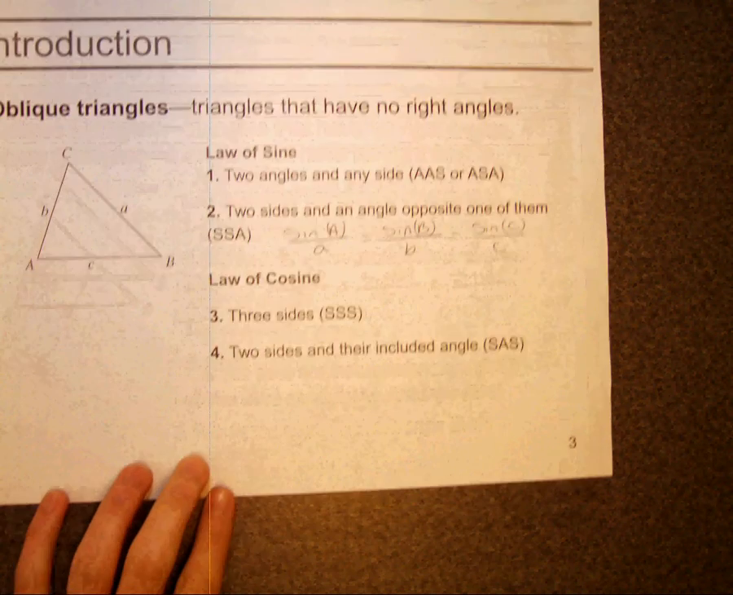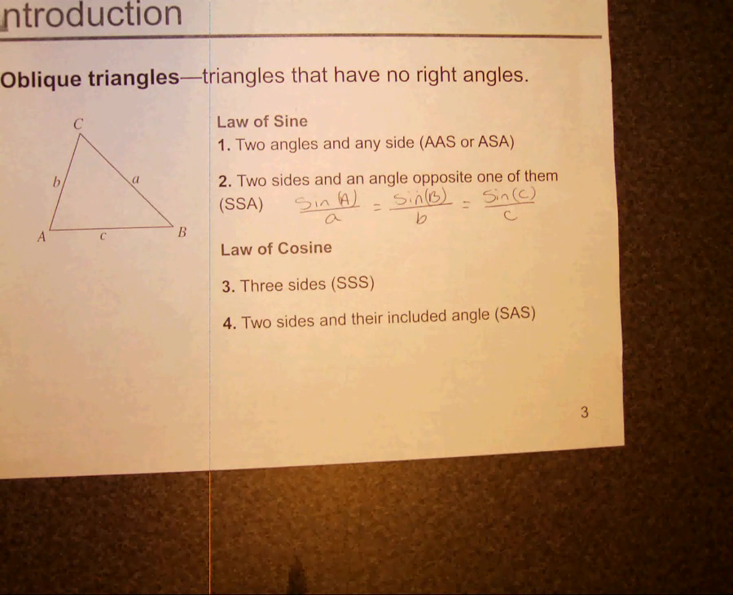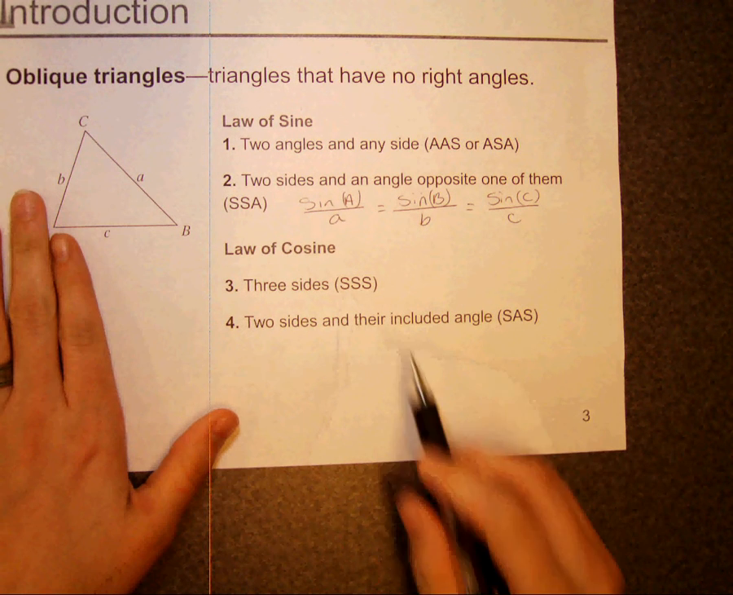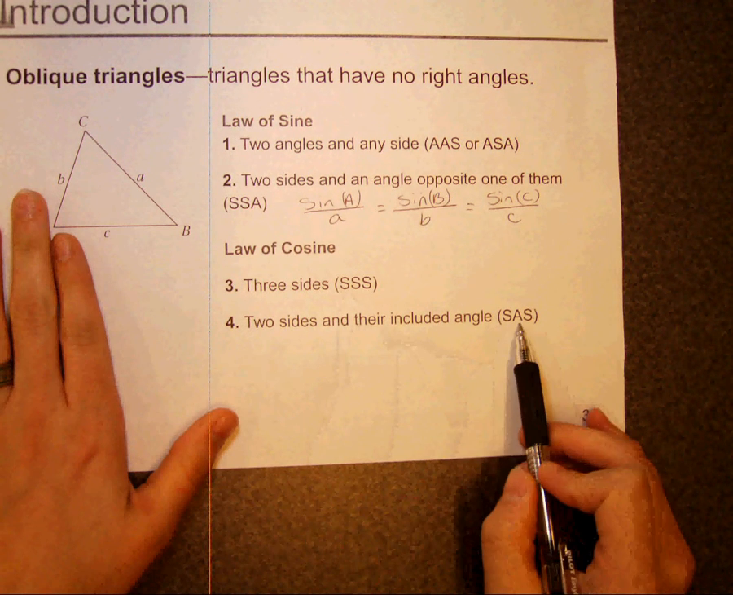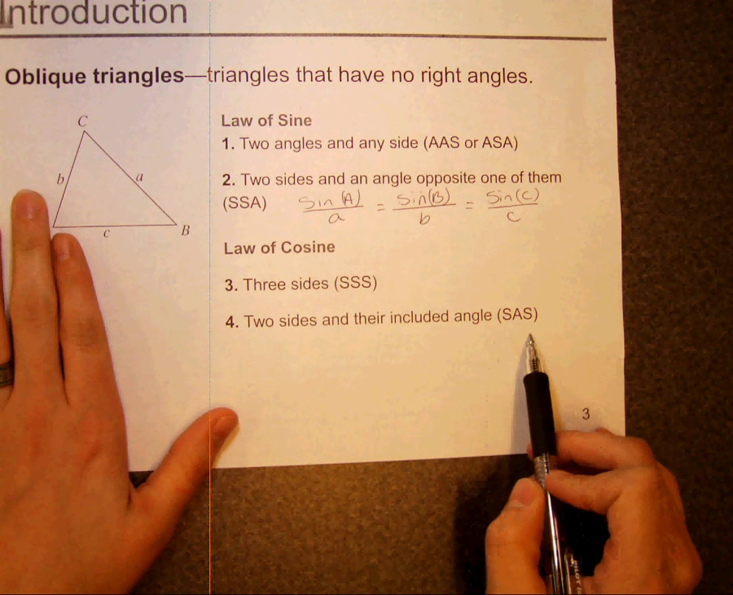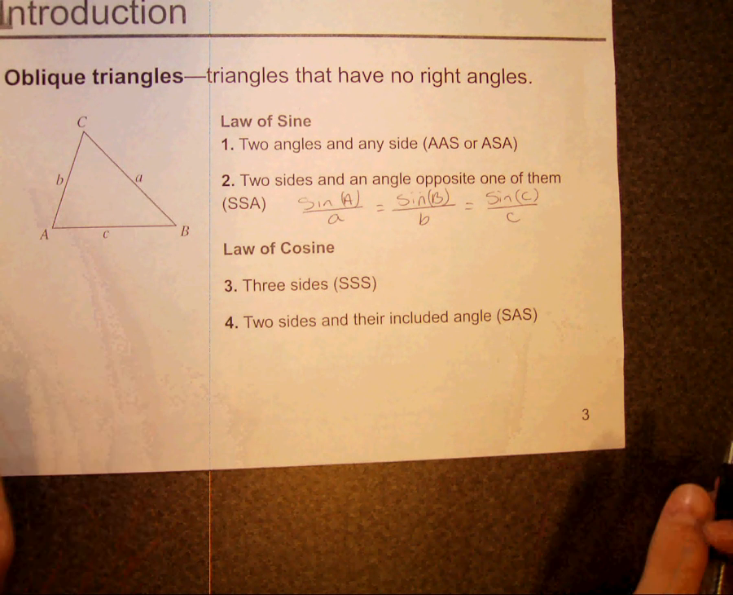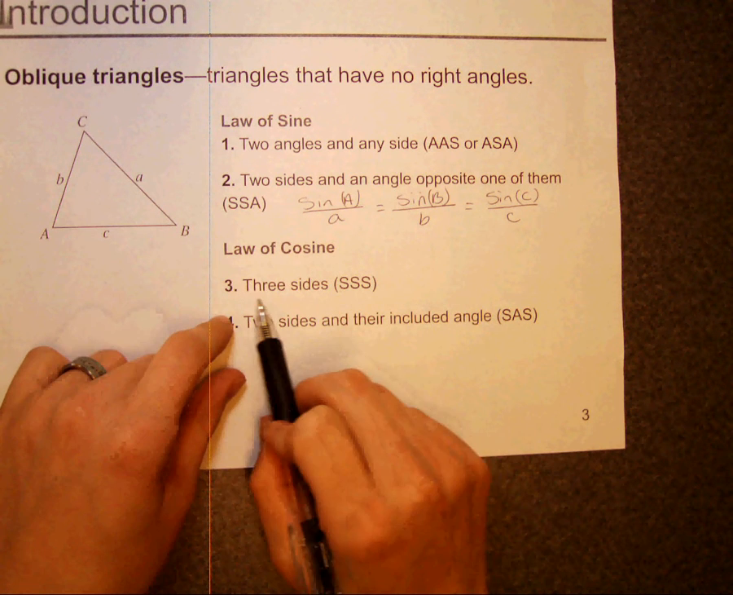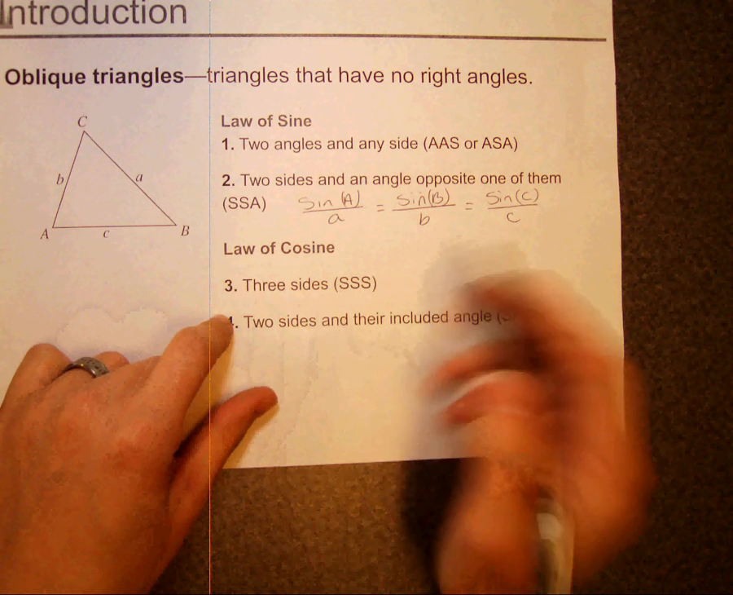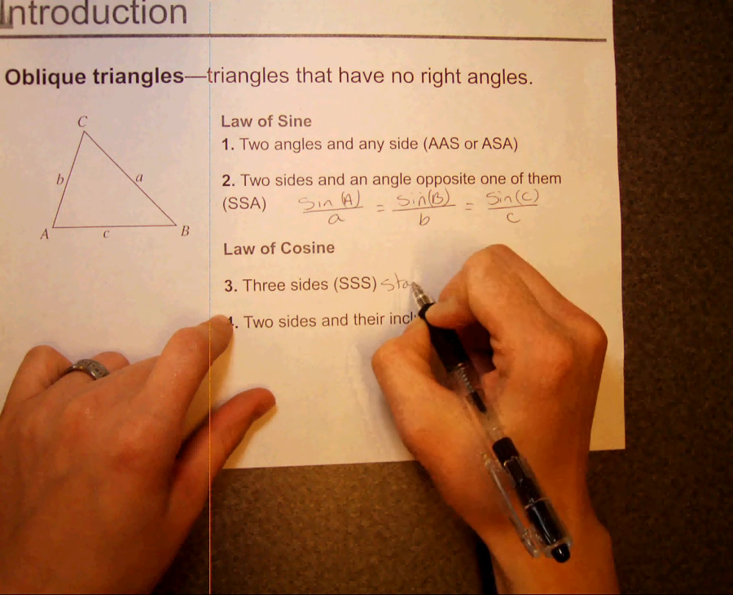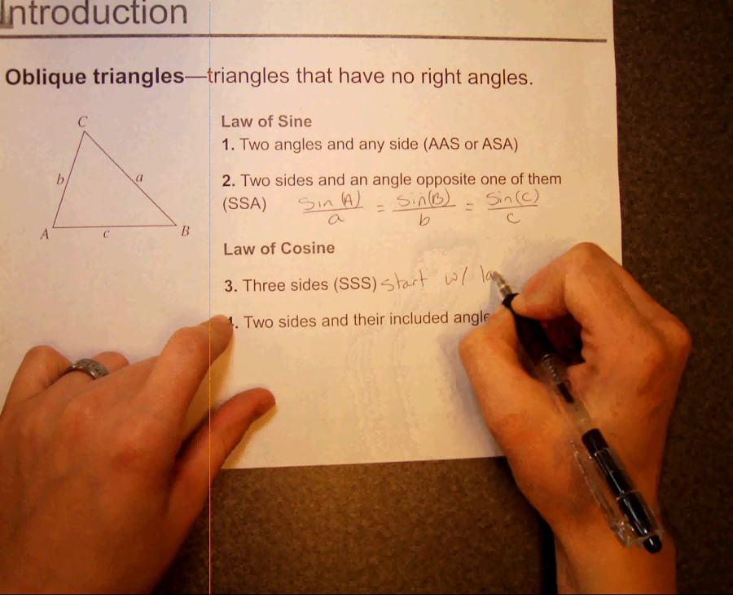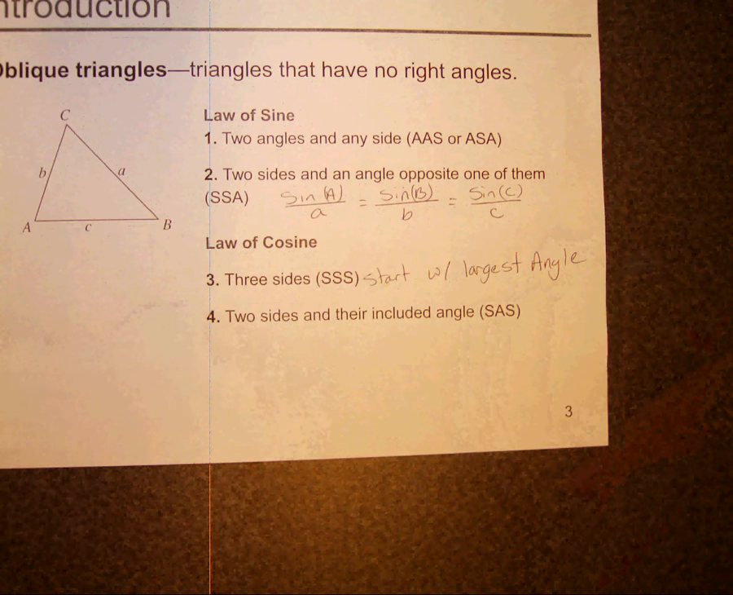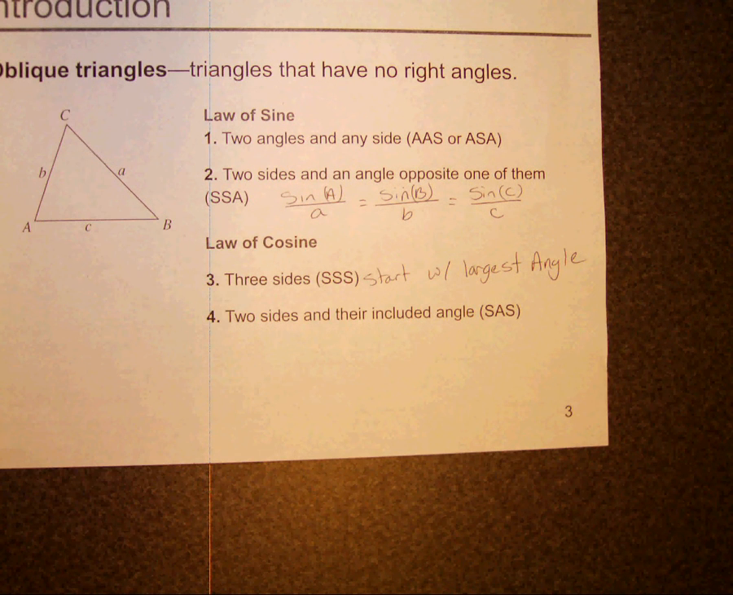Alright guys, so looking at the law of cosines, if the given information is all three sides, or two sides with the included angle, so side-angle-side, we're going to use the law of cosines. One thing with law of cosines: if I have all three sides, I'm going to start with the largest angle. And how do I know how to do that?